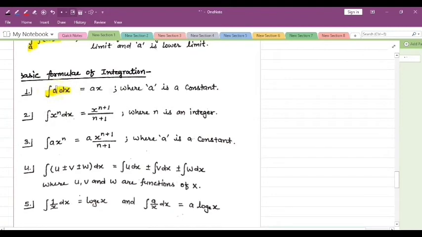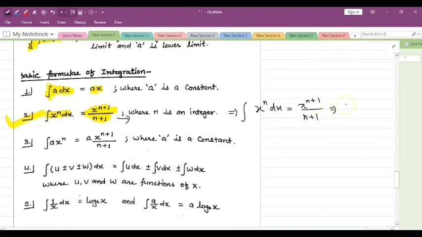Here you will get more clarity when we solve some questions, but before that, try to understand the basic formula of integration. Right now we are going to learn the second formula first. In this formula you can see that the integration of x raised to the power n dx is x raised to the power n plus 1 upon n plus 1.